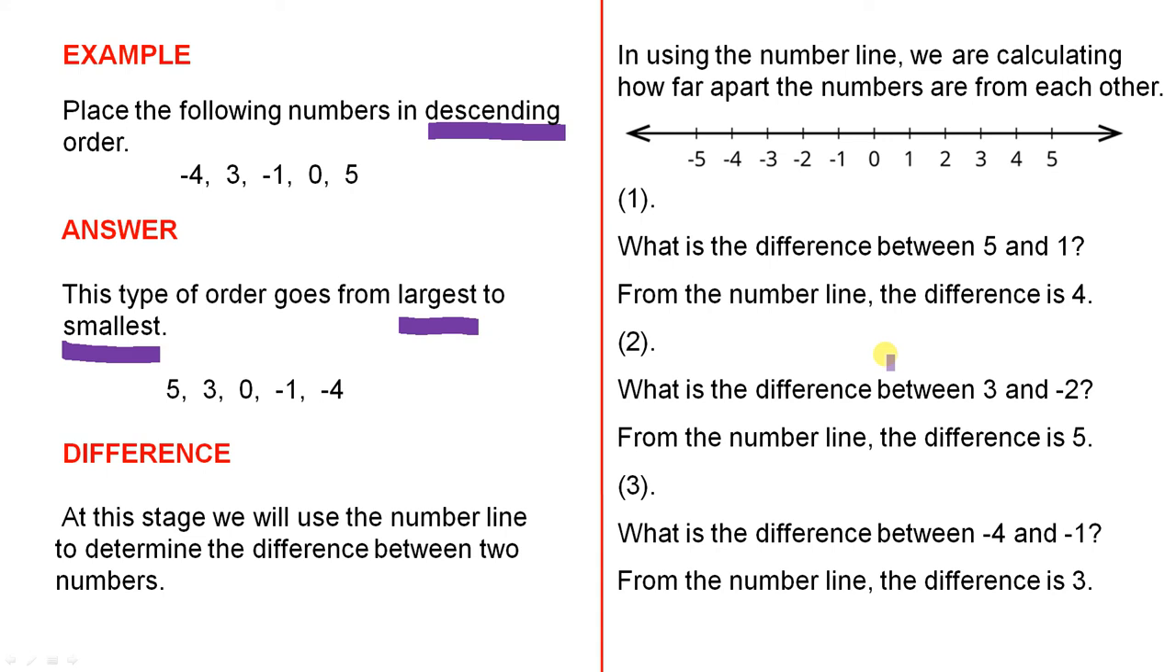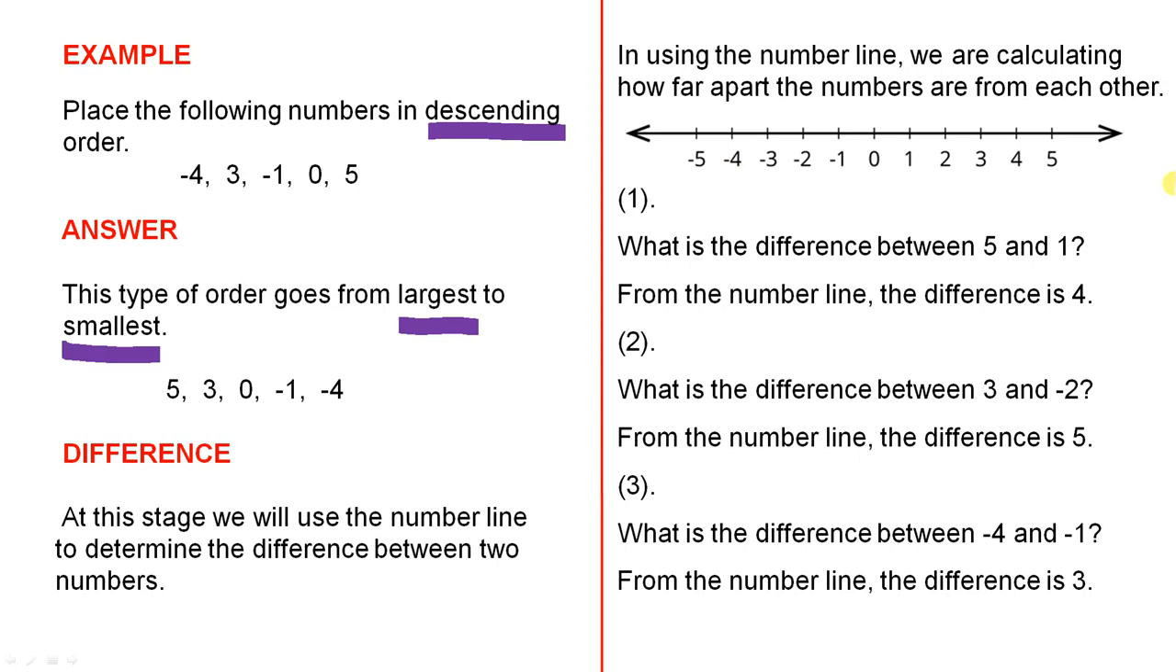What is the difference between 3 and -2? There's 3 and there's -2. Let's have a look at the difference. 1, 2, 3, 4, 5. So at this point, we're just looking at the distance really, how many units apart they are. The next one, what is the difference between -4 and -1? There's -1 and there's -4. From the number line, the difference is 3. 1, 2, 3.